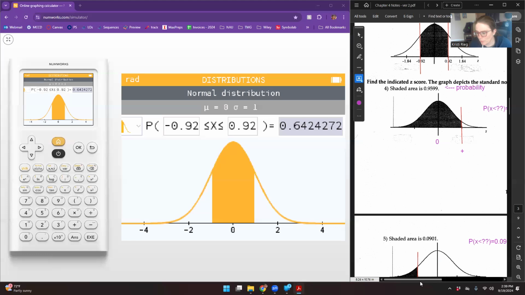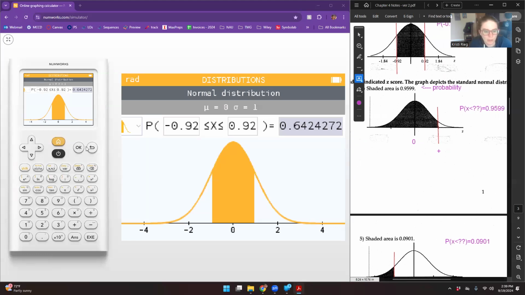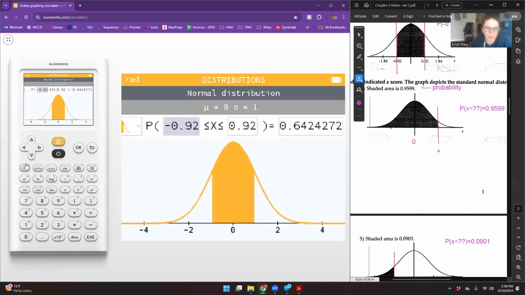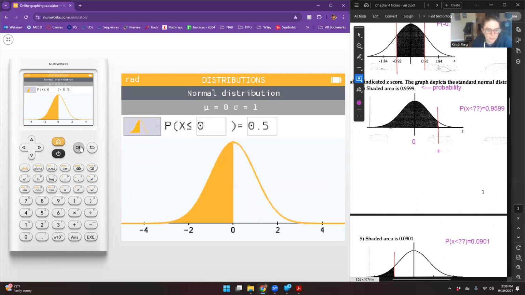Okay, so going up to number 4, we don't have to go all the way back. You can if you want, but the mean is still 0 and the standard deviation is still 1. So what I'm going to do for this first one, I need X is less than. So I go to the first one. And now I'm going to leave this alone because I don't know what that answer is. But I do know that it should equal 0.9599. So I enter the probability on the right. The z-score goes on the left. The probability goes on the right. And when I hit OK, I get my z-score. Now, it's positive, which is exactly what I thought it would be.